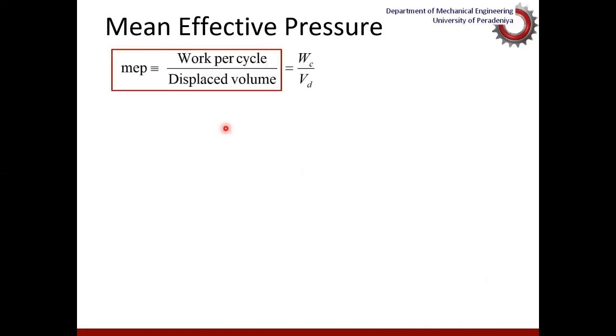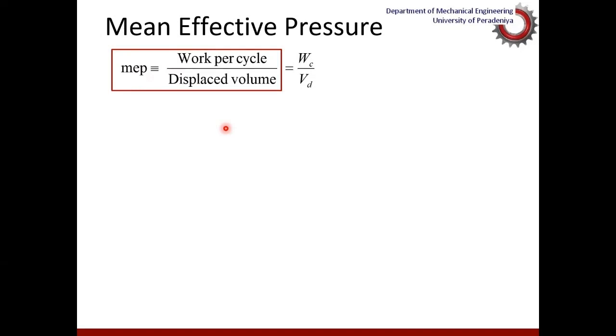Now, the mean effective pressure, of course, by definition, is work per cycle divided by the displaced volume. The work per cycle is something that we cannot measure in practical engines, because we need a pressure probe inserted into the engine to work out the indicated work per cycle. And at the same time, the engines run at very large speeds, like 1000 RPM and so forth.